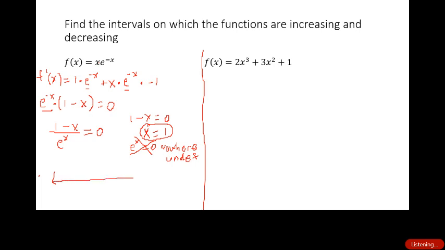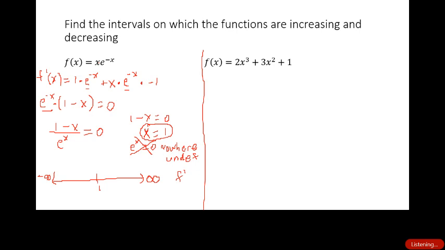I'm going to take the domain of the derivative. Now the domain of f prime here is going to be all real numbers, so negative infinity is on this side, positive infinity is on this side. And I basically drew a number line to represent the domain of the first derivative. And what I'm going to do is put my critical point 1 on this number line.